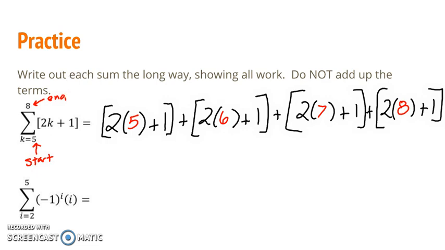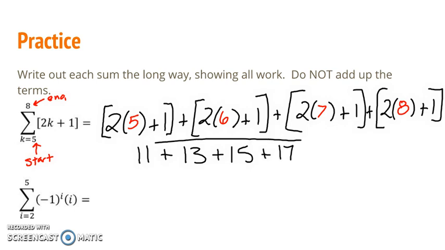So for this one, we are going to want to simplify a little, but again, we don't want to add it up. 2 times 5 gives me 10 plus 1 is 11, plus 2 times 6 is 12, plus 1 is 13. 2 times 7 is 14, plus 1 is 15. And 2 times 8 is 16, plus 1 is 17. So here is my answer for that first summation.